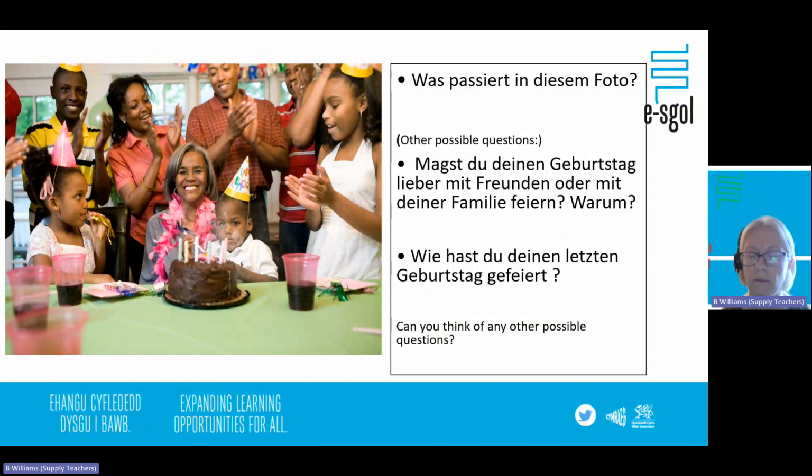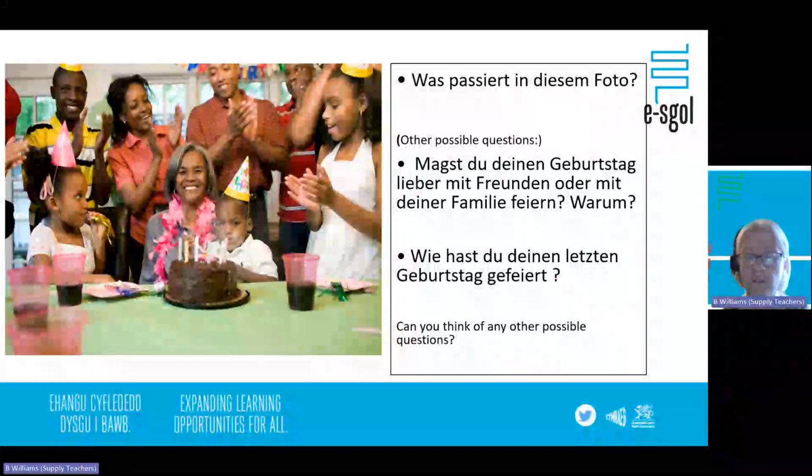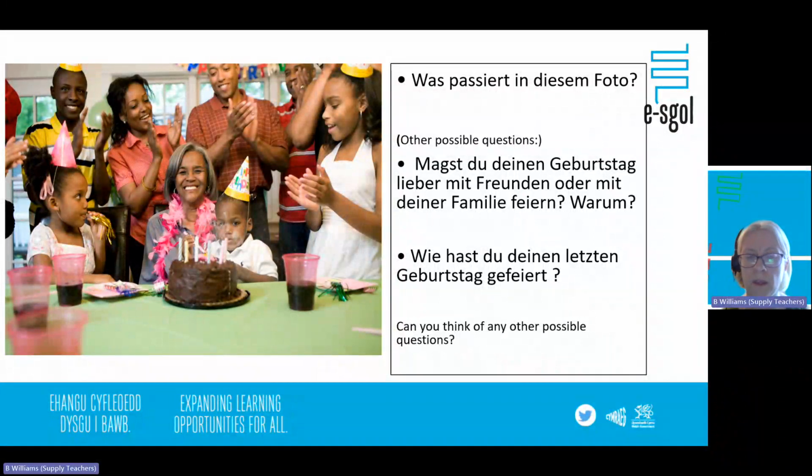Other possible questions then, either for the seen or the unseen questions could be, magst du deinen Geburtstag lieber mit Freunden oder mit deiner Familie feiern? Warum? So do you prefer spending your birthday with friends or with your family, and why? You could also ask, wie hast du deinen letzten Geburtstag gefeiert? So how did you celebrate your last birthday. So that's the perfect tense coming in there. Try and think of other possible questions that could be asked, especially for the unseen question, and then try and answer those as best as you can.